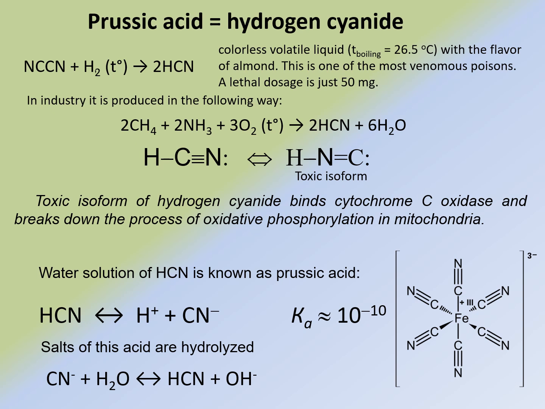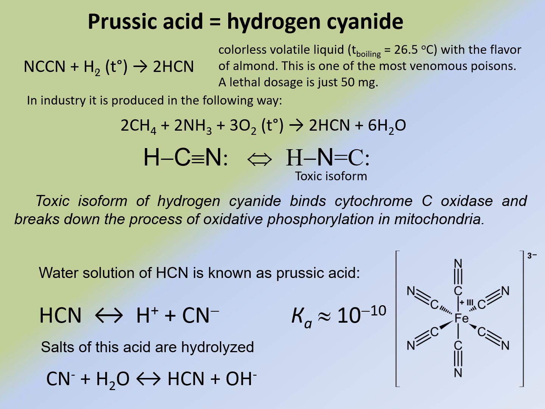The next compound is called prussic acid or hydrogen cyanide. Hydrogen cyanide, HCN, yes? Or, as you may notice on this slide, HNC. And that's the trick about this compound. It can exist, and it exists as a set of isomers, HCN and HNC.